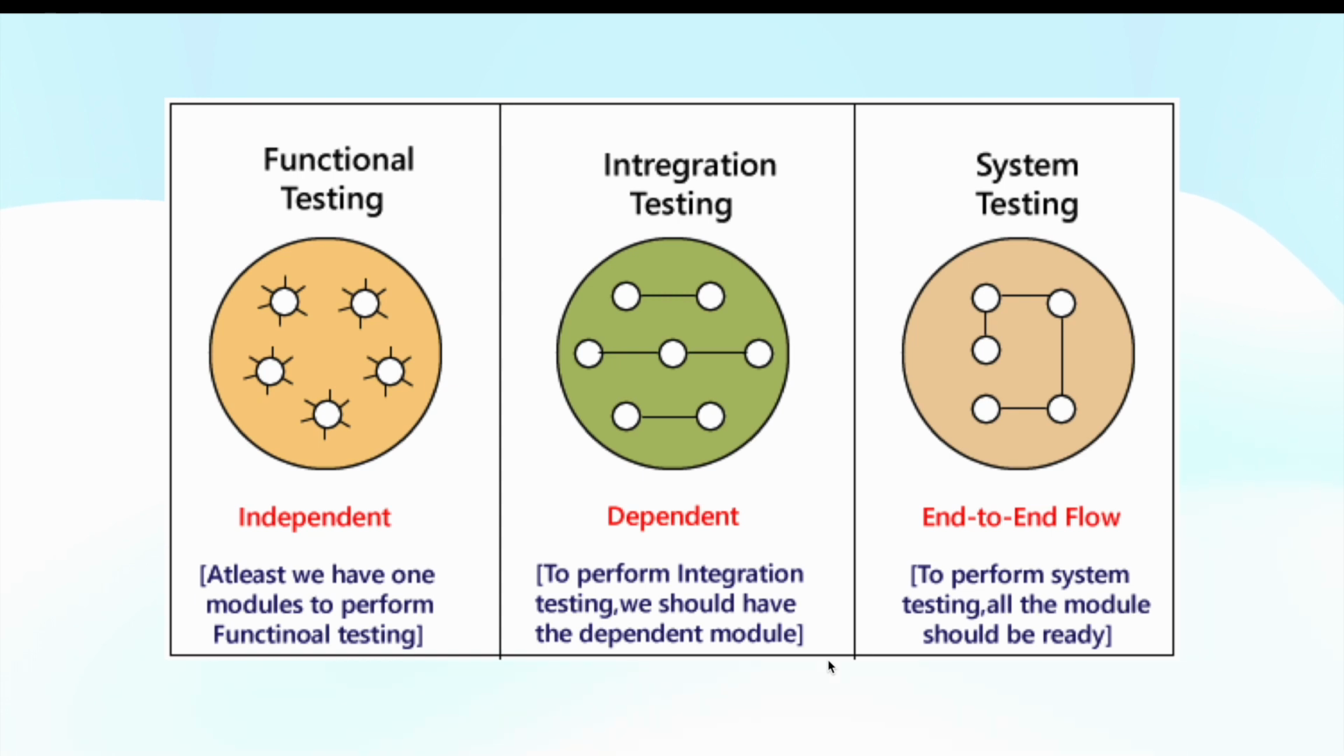So this is the diagram where we can see the difference between functional testing, integration testing and system testing. In functional testing there are independent modules. At least we have one module to perform functional testing. This is focused on one module to check all the functionality. In integration testing, to perform integration testing we should have at least dependent modules. Dependent module means it is integrated to another module, so we have to test the common functionality or integrated functionality. That is called integration testing.